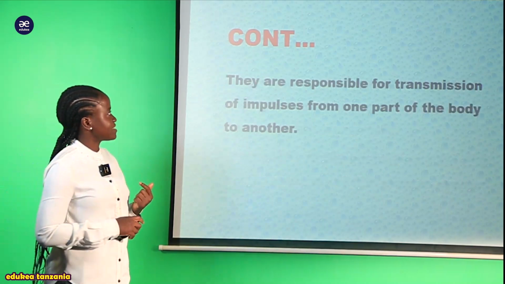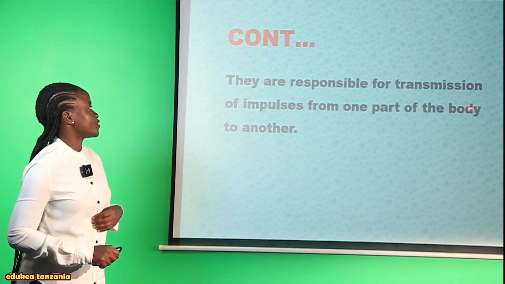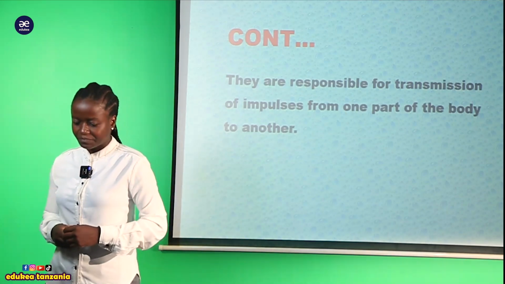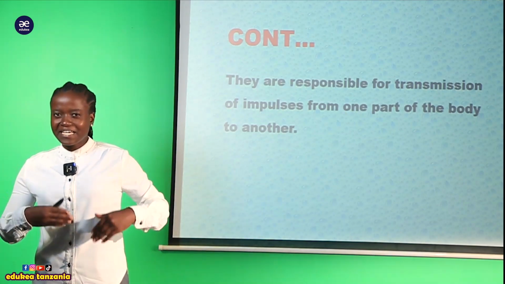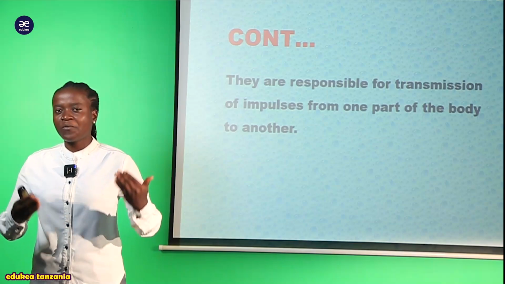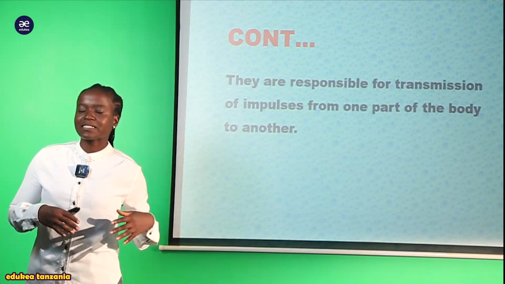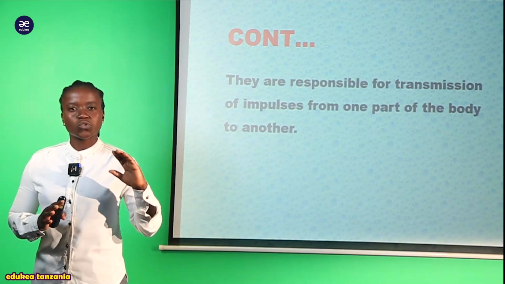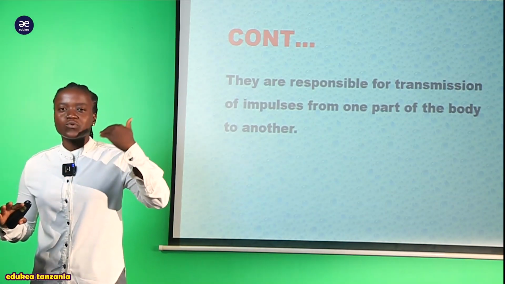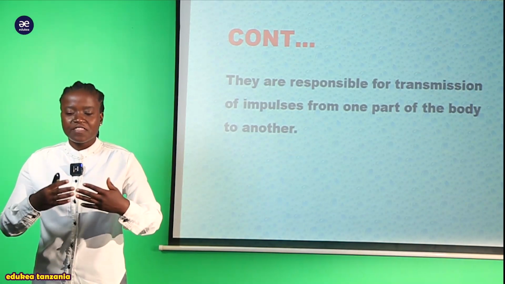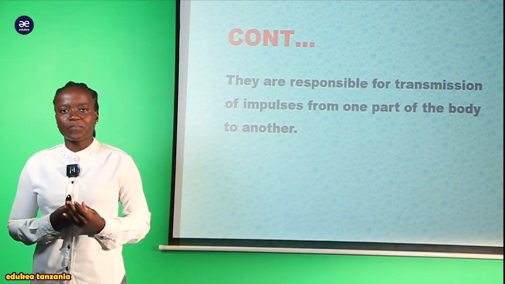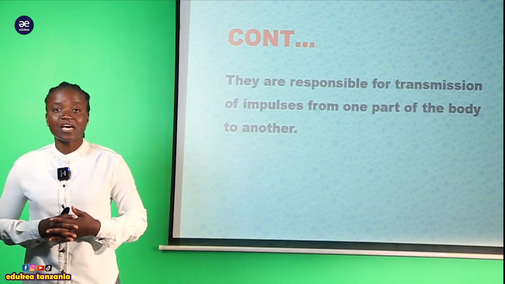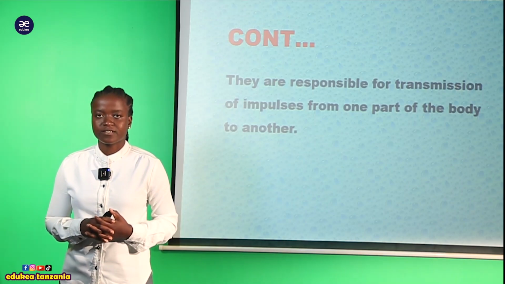And also we can say that they are responsible for transmission of the impulse from one part of the body to another. So these neurons work to transmit information from one part of the body to another part of the body, and thereafter to provide an appropriate response for any kind of changes that is occurring within the environment.